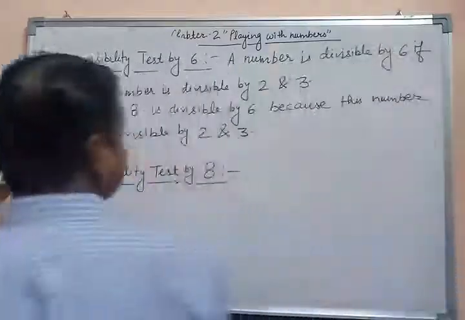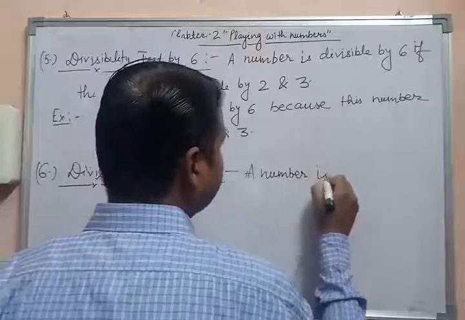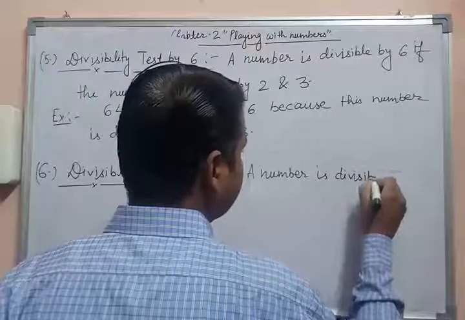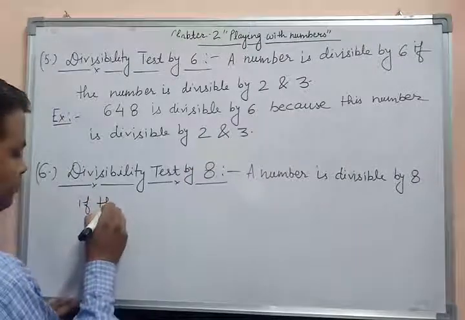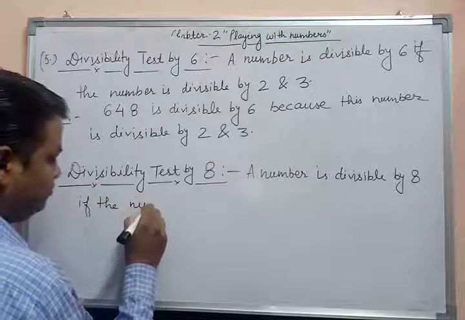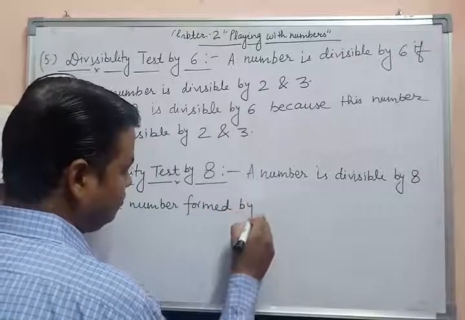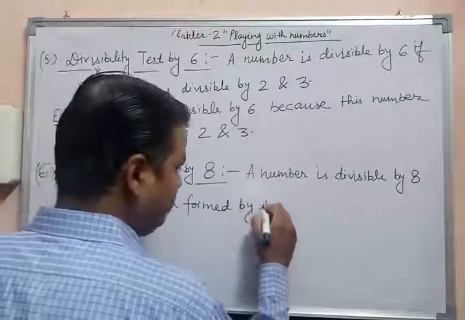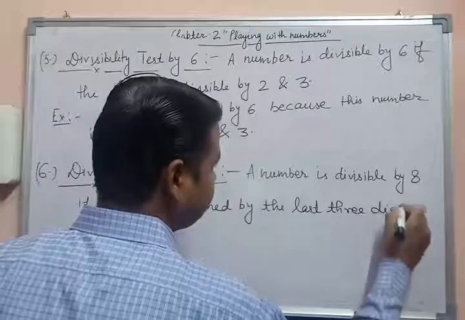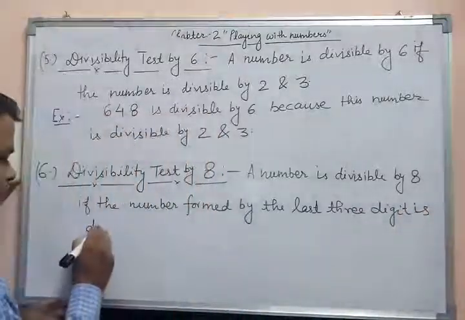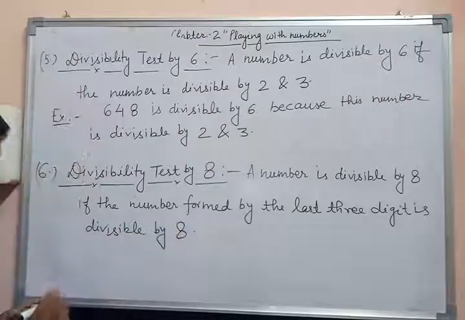So in this rule we have to write: a number is divisible by 8 if the number formed by the last 3 digits is divisible by 8. So what is the example?